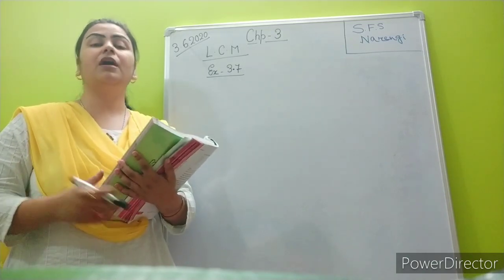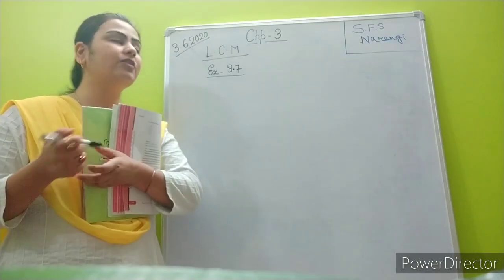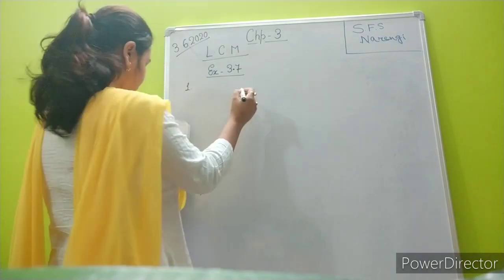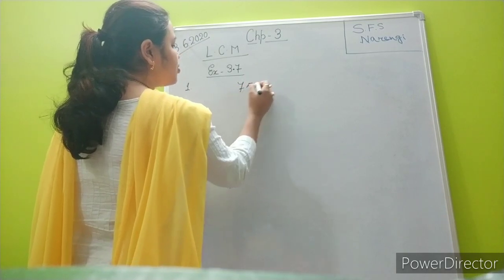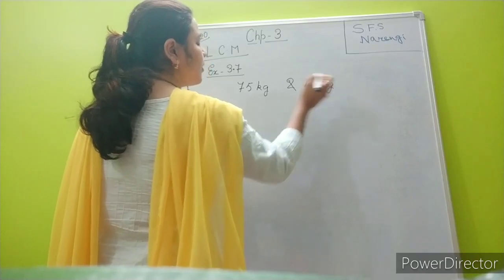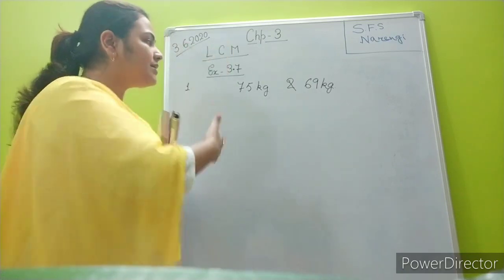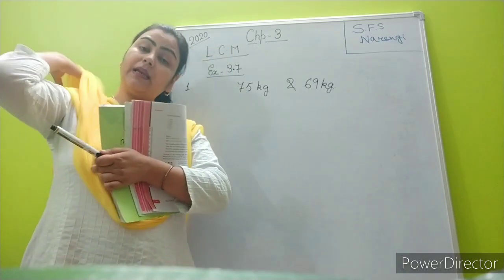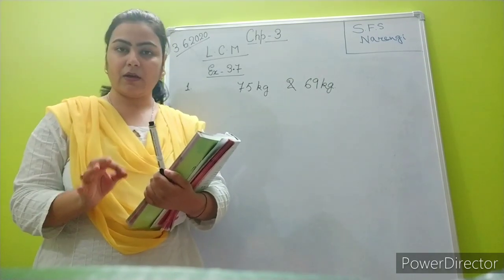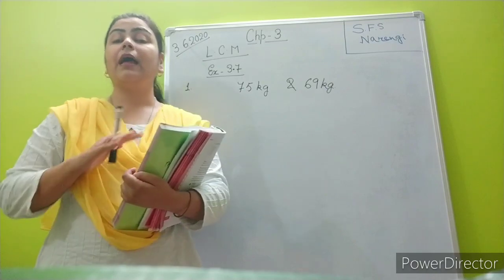Now what is the question given? The question says that Renu has purchased 2 bags of fertilizers and the weight of those bags is 75 kg and 69 kg. These two are the different weights. 2 bags are having 2 weights. One is 75 kg and one is 69 kg. Now, they have asked us to find out the maximum weight that can measure both of them exact number of times.